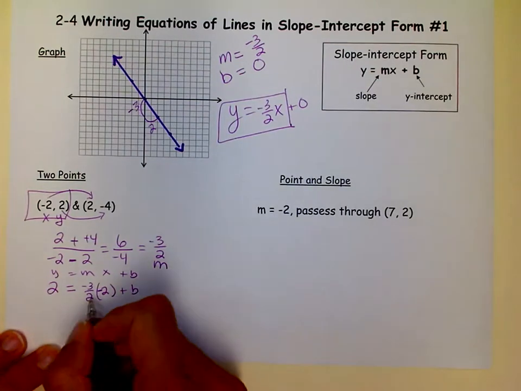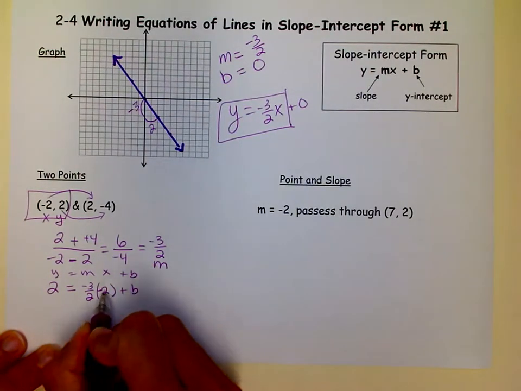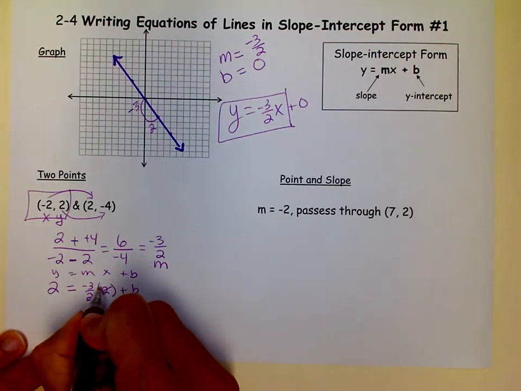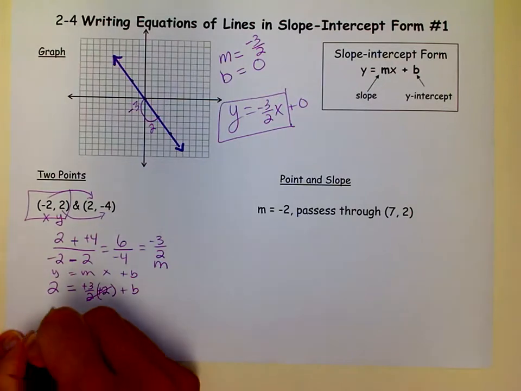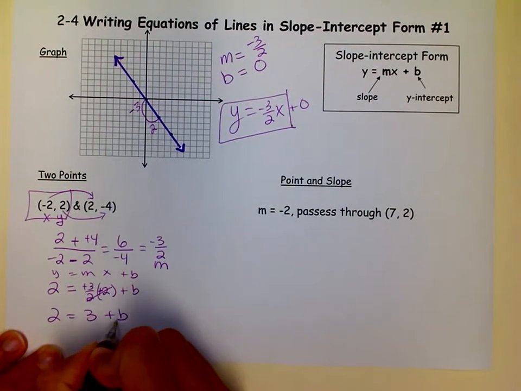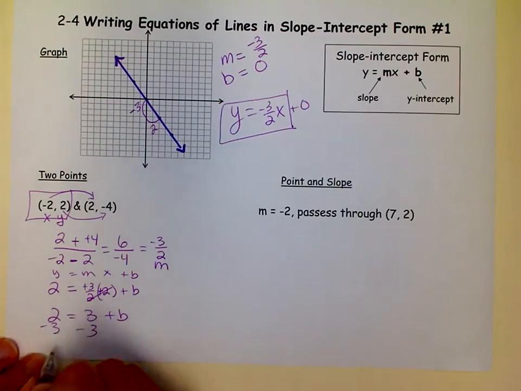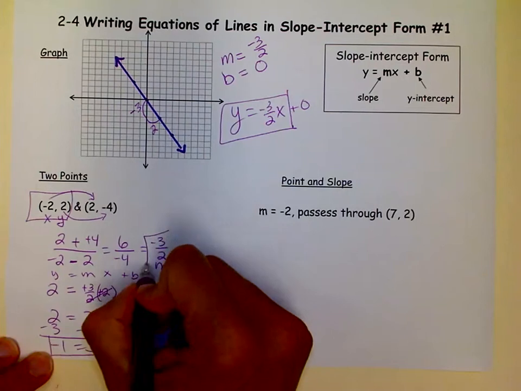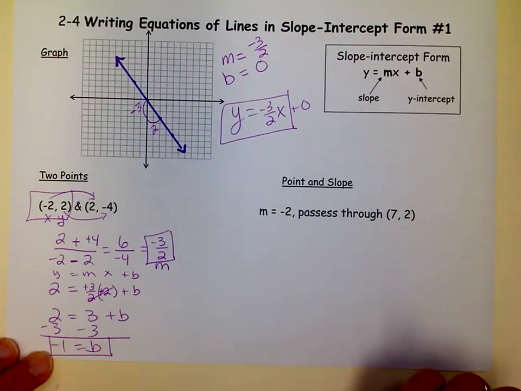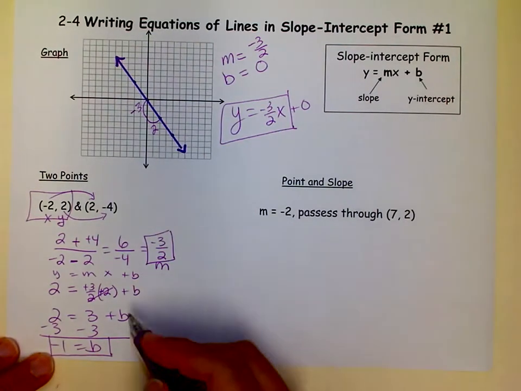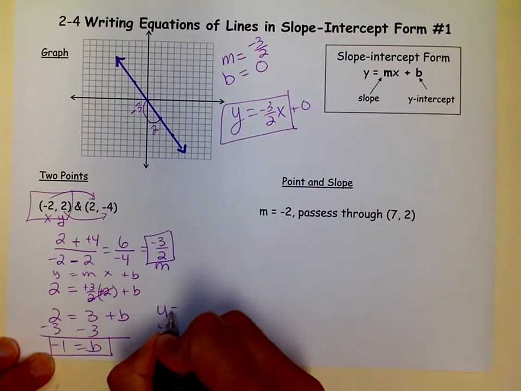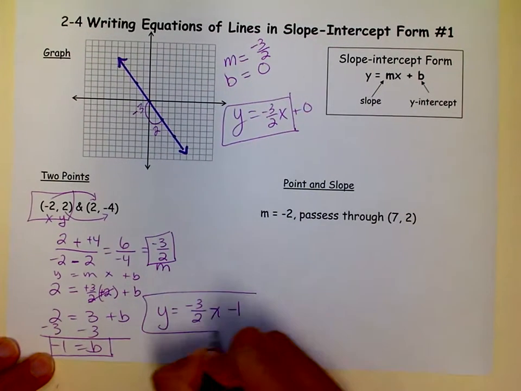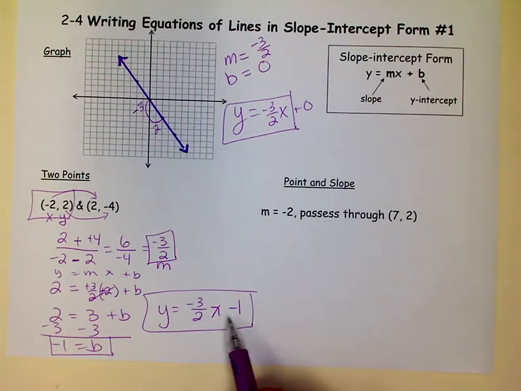So now I'm going to simplify. -2 divided by 2 is -1, and the negatives cancel because those are both negatives. So now I have 2 equals 3 plus b. So I'm going to minus 3 from both sides, and I get -1 equals b. Well, once I have my y-intercept and my slope, I'm ready to write my equation in slope-intercept form. This is a little tricky. It takes a little practice, but you can get it. And there's my equation in slope-intercept form, because I found my slope, and then I found my y-intercept.